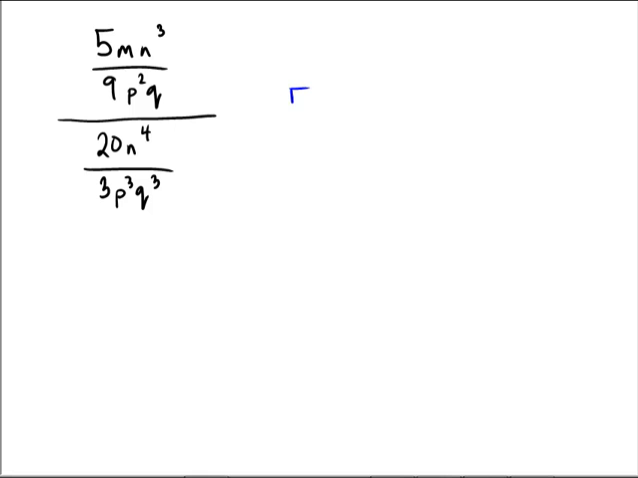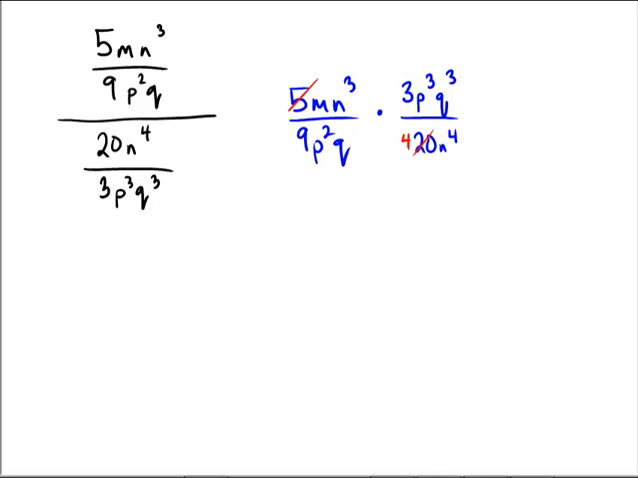Well, the numerator is 5mn cubed over 9p squared q. And we're going to multiply that by the reciprocal of the second number. So that would be 3p cubed q cubed over 20n to the fourth. There, okay? Any reduction? 5 and 20 reduce to a 4. 3 reduces with 9 to a 3.